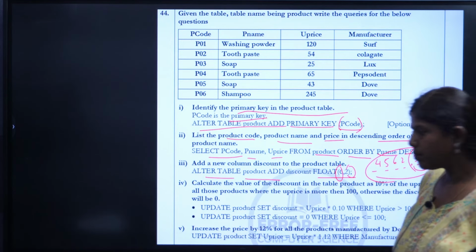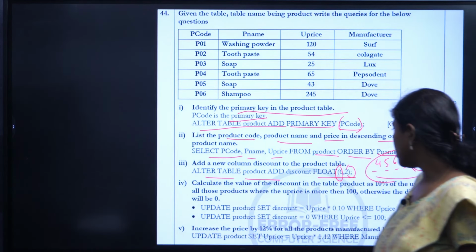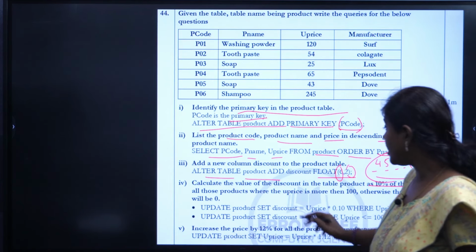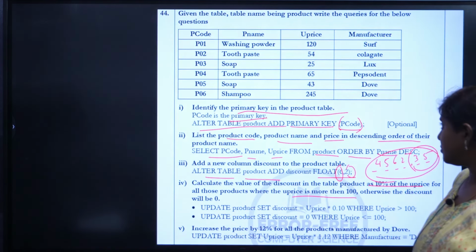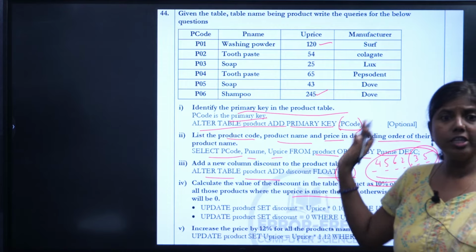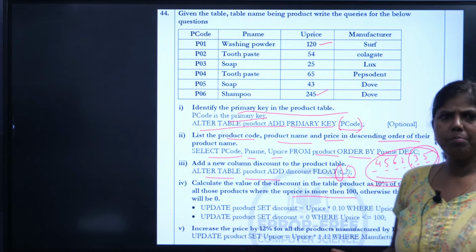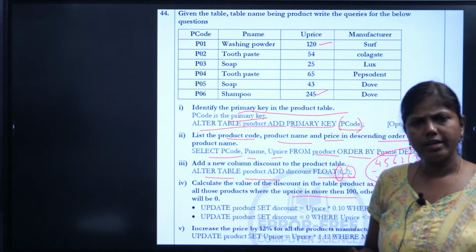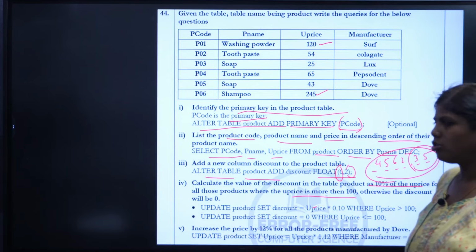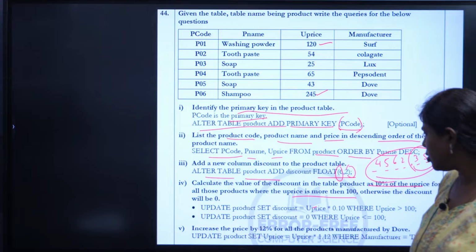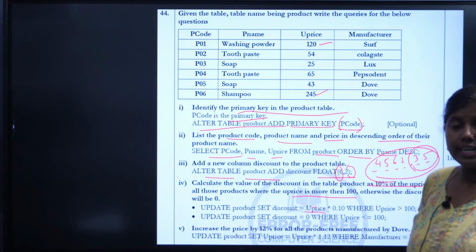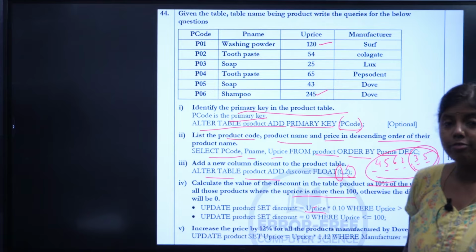That is the concept. Okay, calculate the value of the discount in the table product as 10% of the U price for all those products where the U price is more than 100. Whichever U price is more than 100, we are giving a discount of 10%. 10% is what? 10 divided by 100 into the U price of that, right? So 10 divided by 100 means 0.10 into U price, where U price is greater than 100. That means what I have to do? I have to calculate now.